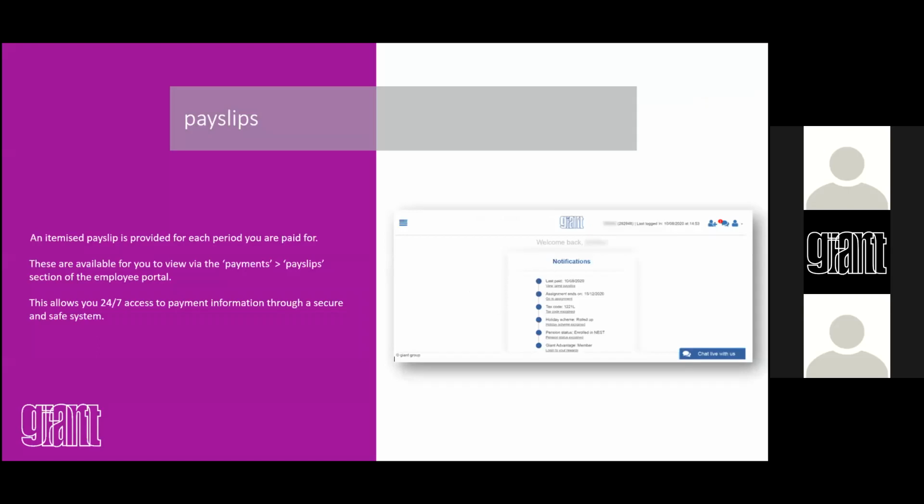As you can see on the screen, your payslips are available via the Giant Employee Portal 24/7 for your ease. You can find this via the Payments and then Payslips option on the Employee Portal. The payslip provides you with an itemized explanation of your payroll.